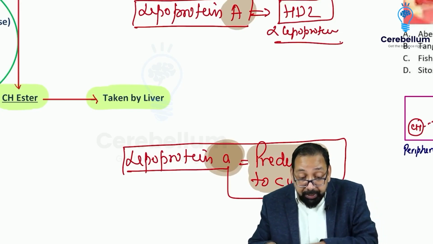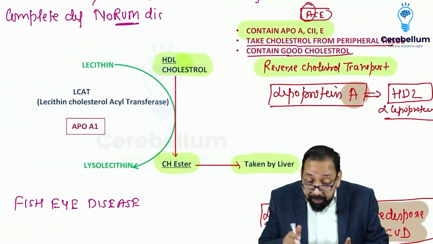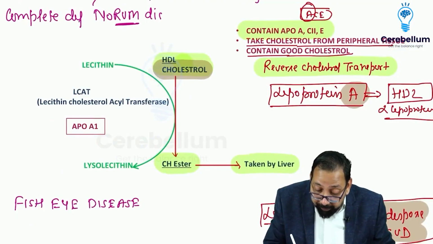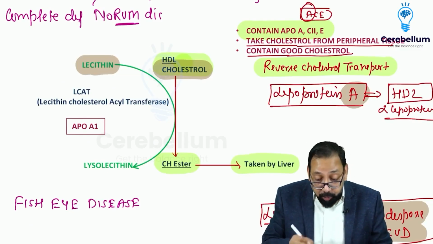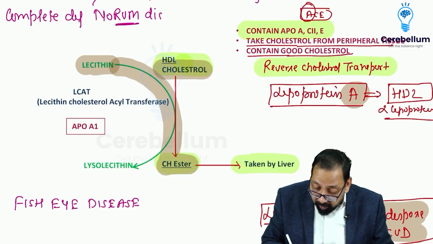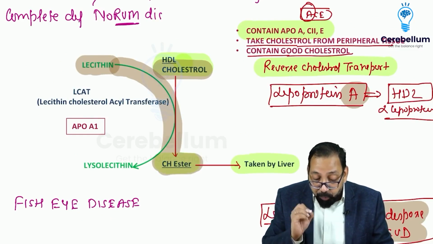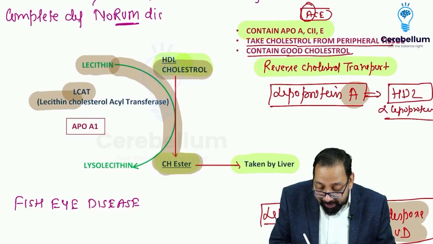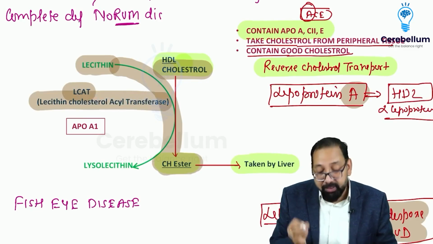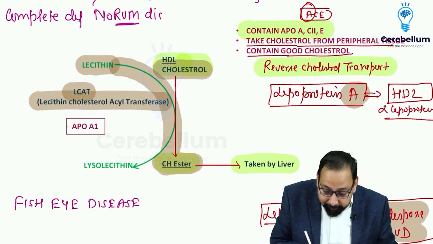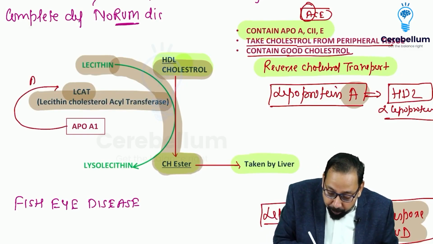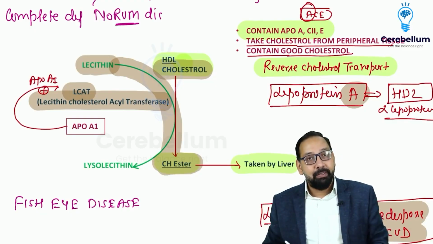And how does it take cholesterol from periphery? It takes cholesterol from periphery and takes one acyl group from lecithin to form cholesterol ester. The name of the enzyme is LCAT, lecithin cholesterol acyl transferase. A question is asked that LCAT is activated by ApoA1. So ApoA1 is the activator of LCAT.